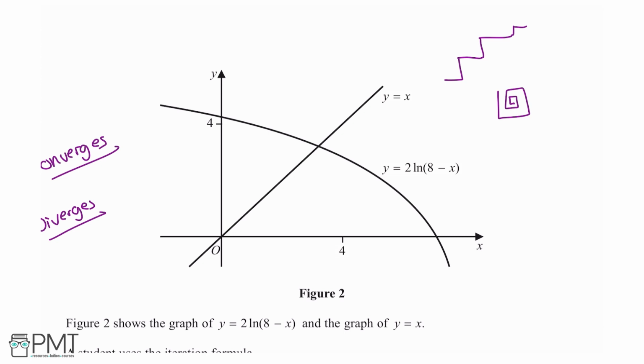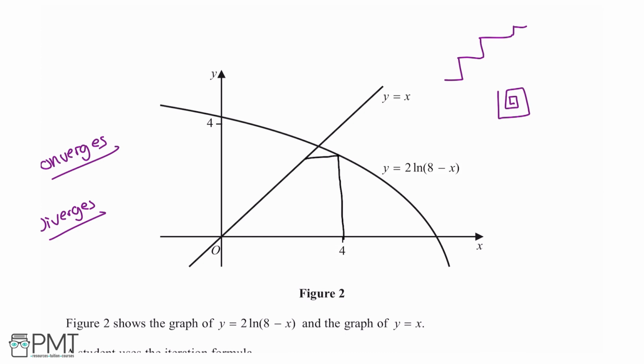So what we can do now is look at what we need to draw. The first thing to do is to draw a vertical line from our x-axis to our curve y equals 2 ln 8 minus x. So let's start by doing that. Okay. The next thing we do is draw a horizontal line from y equals 2 ln 8 minus x to y equals x. Like this, okay?